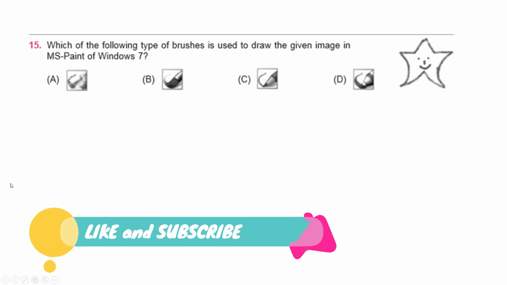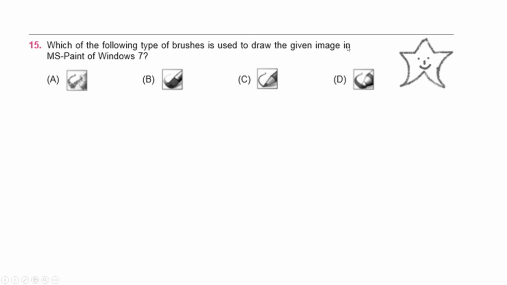Our next question is, which of the following types of brushes is used to draw the given image in MS Paint of Windows 7? Is it option A? Is it option B? Is it option C? Or is it option D? Choose your right answer and then I'll explain it to you.